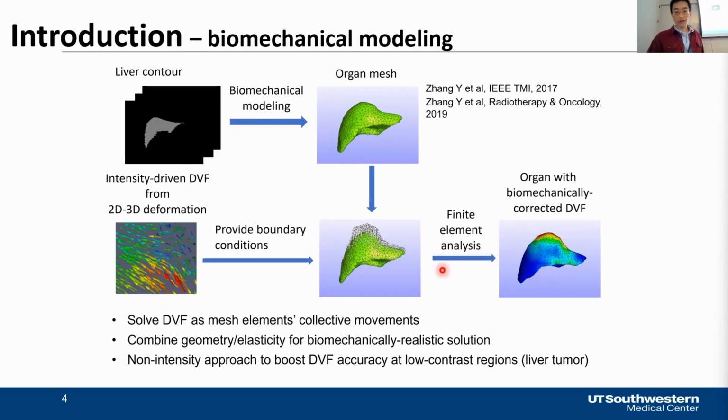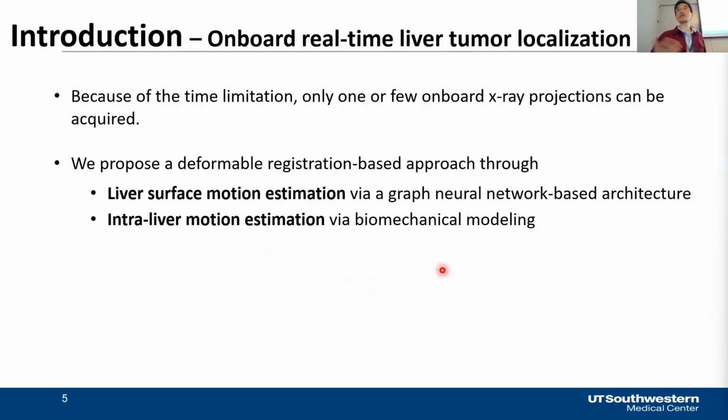However, this combination of 2D-3D registration and biomechanical modeling cannot be used for real-time tracking. One of the reasons is that 2D-3D registration is an iterative algorithm, which is time consuming. Moreover, in that situation, we have to use about 20 onboard projections, which cannot meet the requirement of real-time imaging, where we can only have one or two.